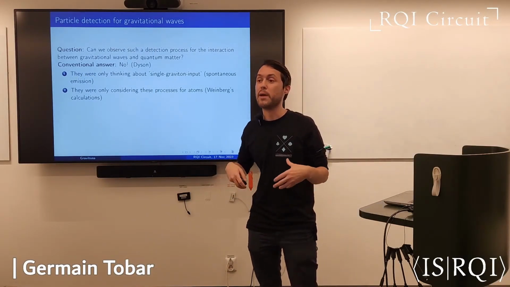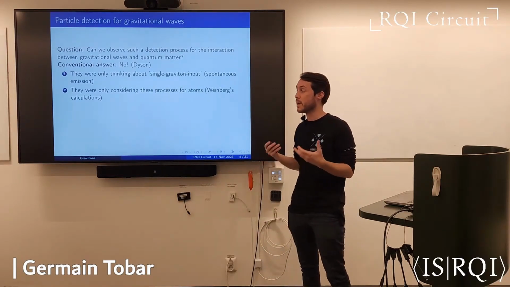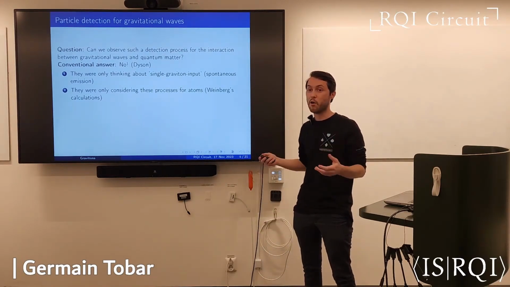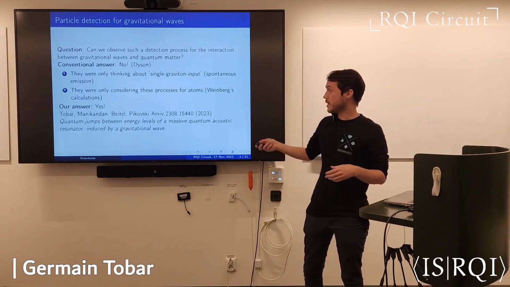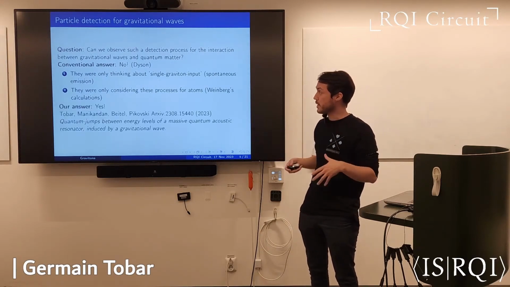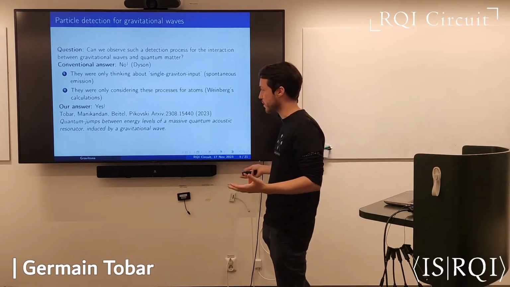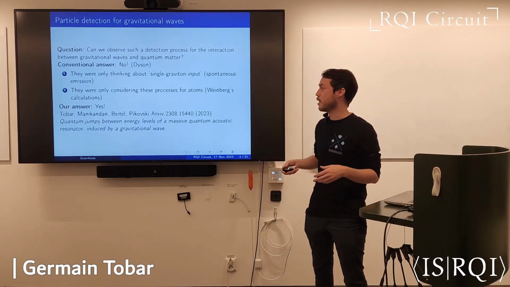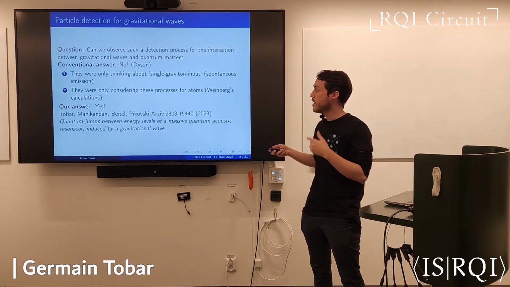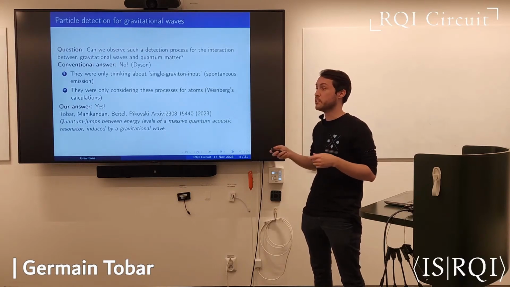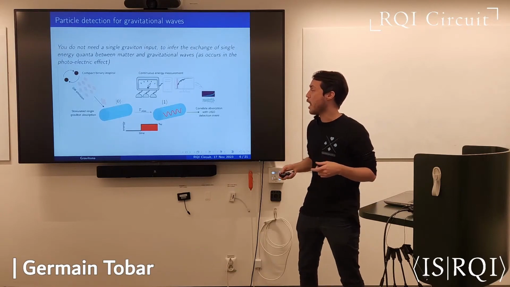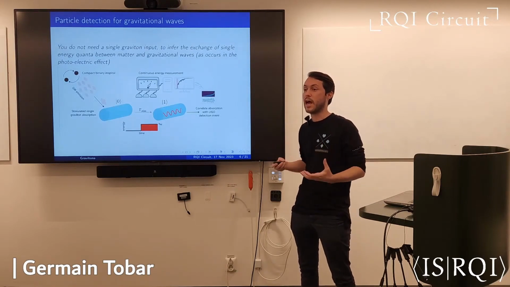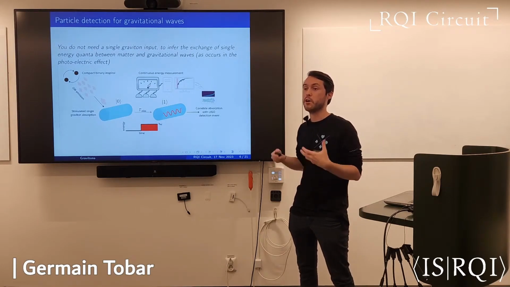We can prepare massive optomechanical systems in mass scales that are much, much larger, orders of magnitude larger than single atoms. So in our paper, we reached the contradictory answer of yes, and the basic concept is that if the gravitational wave can induce quantum jumps between energy levels of a massive quantum acoustic resonator, then that would be a gravitational analog of these photoelectric experiments from the early 1900s.